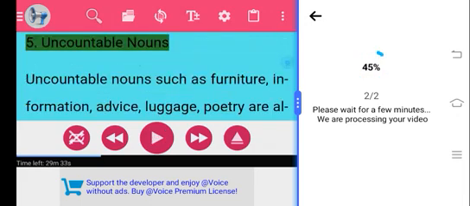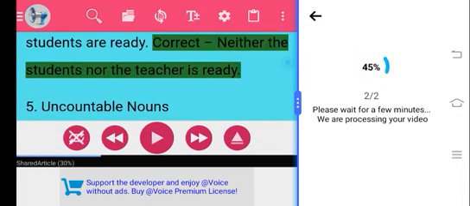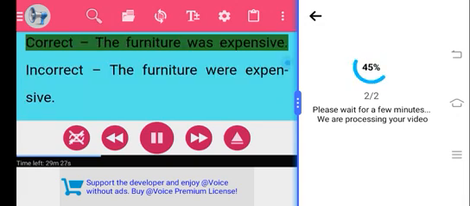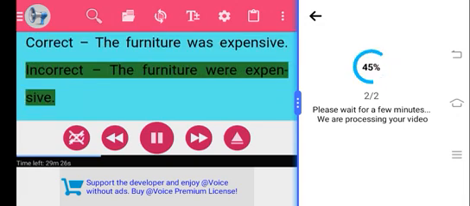5. Uncountable nouns. Uncountable nouns such as furniture, information, advice, luggage, poetry are always singular and take singular verbs. Correct: the furniture was expensive. Incorrect: the furniture were expensive.